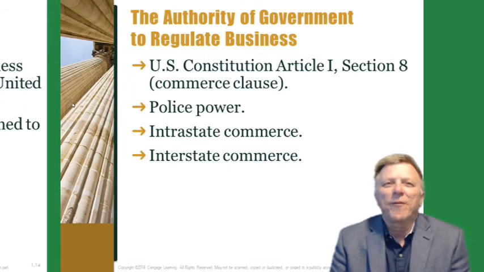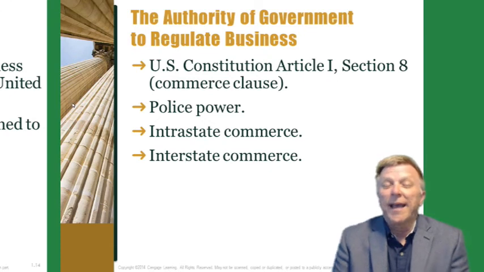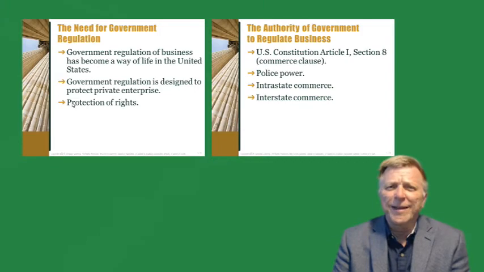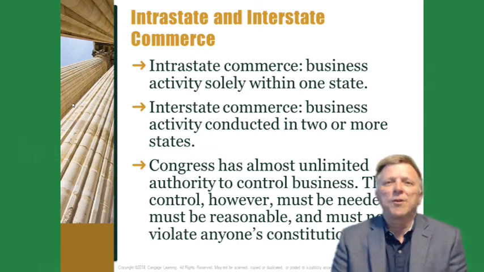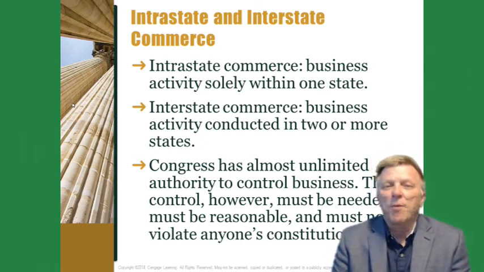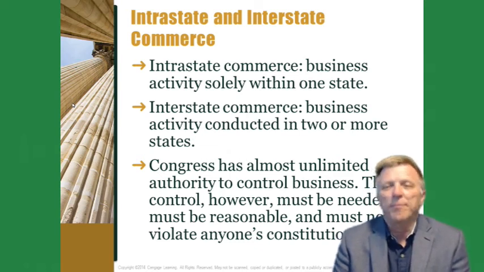Now, the authority of government to regulate business is identified in the U.S. Constitution underneath the Commerce Clause, and that same clause gives the power to the government to form police and to do intrastate and interstate commerce. What's the difference between intrastate and interstate commerce? So intrastate commerce happens within your state, intra. For example, in Arizona, maybe there's a small chain of restaurants that are within Arizona. That would be intrastate commerce.